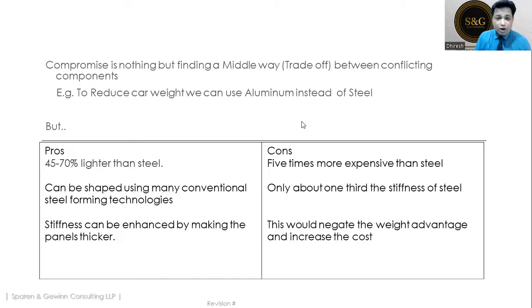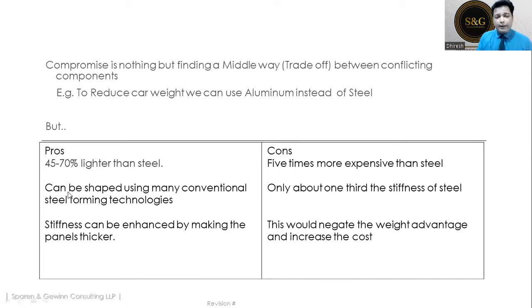Aluminium. What are the cons? What are the pros? Let's understand. So they put the pros and cons on the table like this. For example, the pros: 45 to 70% lighter than steel, that's an added advantage. The con: 5 times more expensive than steel. Even though it would be lighter, absolutely yes, you're right, it will be perfectly lighter. But on the con side, it will be very expensive, right?